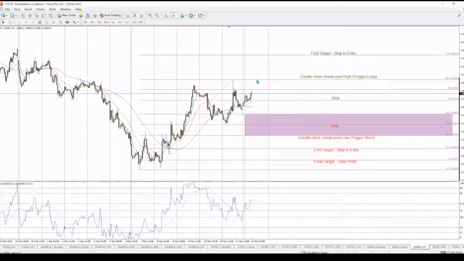But currently on the hourly, trend is up, 8 above 21 above 50. Stochastic is above signal line and also trading above 61.8. So price is telling us that we initially want to be long and aim for a long trigger above this 100 level.